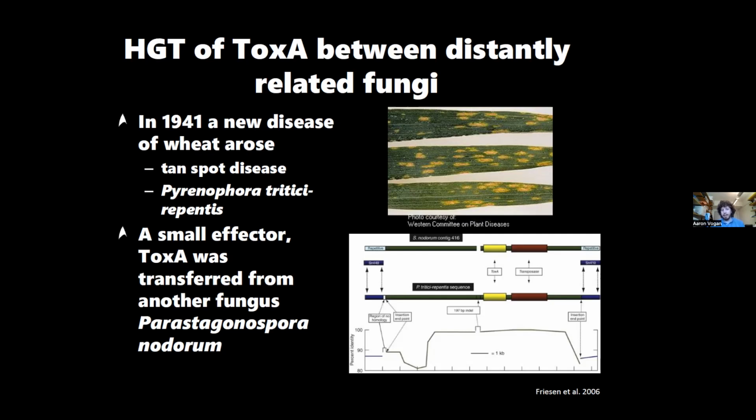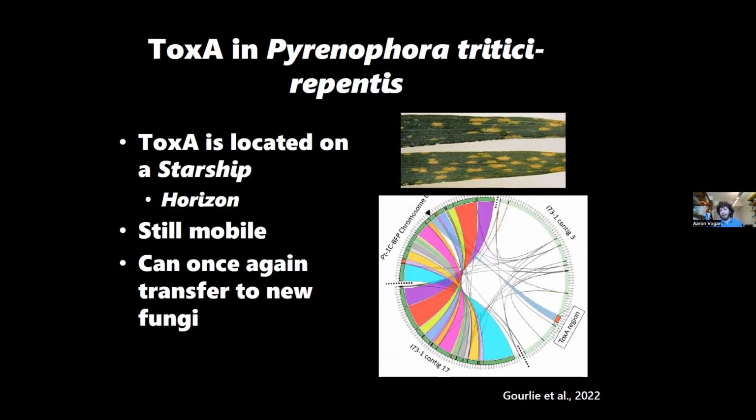And of course, I'm telling you this because, yes, once we figured all this out, we found that ToxA is actually located on a starship. And that starship's named Horizon. If you look at different genomes of Pyrenophora, that starship is in different places, which means it's still moving around, it's still mobile, and therefore can still transfer to new fungi and continue to basically allow new species of fungi to infect the most widely cultivated strain of wheat, which is a problem.